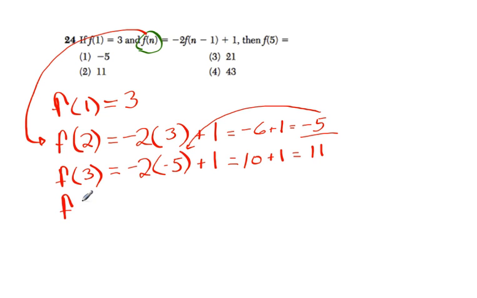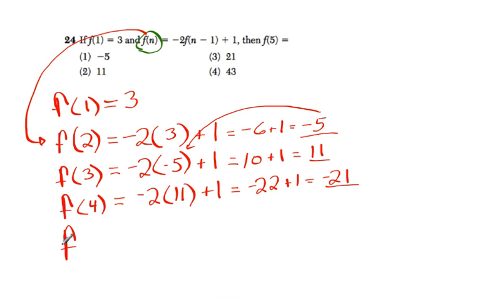Now for the fourth term, again, copy down the formula, plug in what you just found, the previous term. So if I'm finding the fourth term, the previous one was the third term. The third term was equal to 11. Negative 2 times 11 is negative 22. Plus 1 equals negative 21.